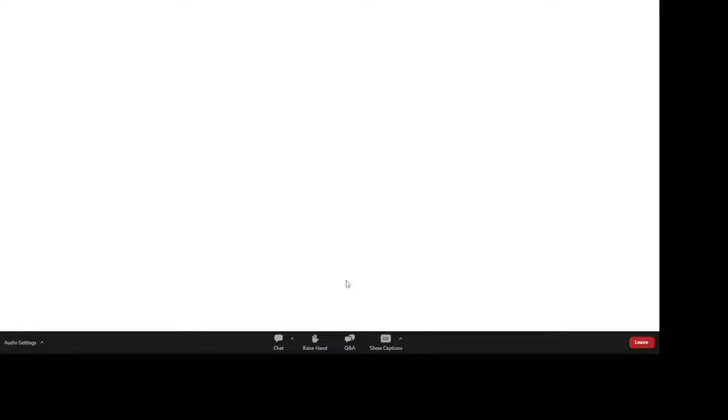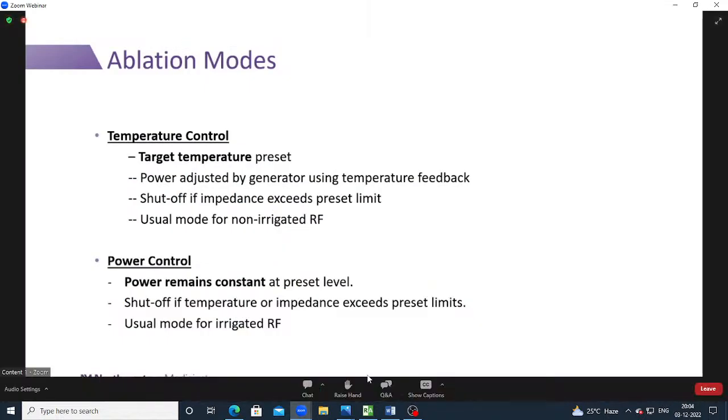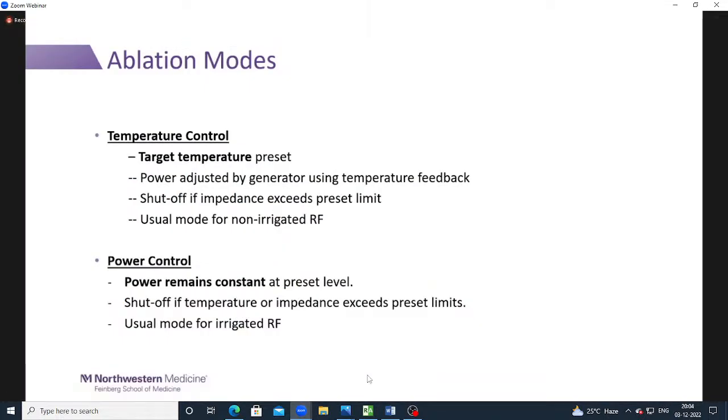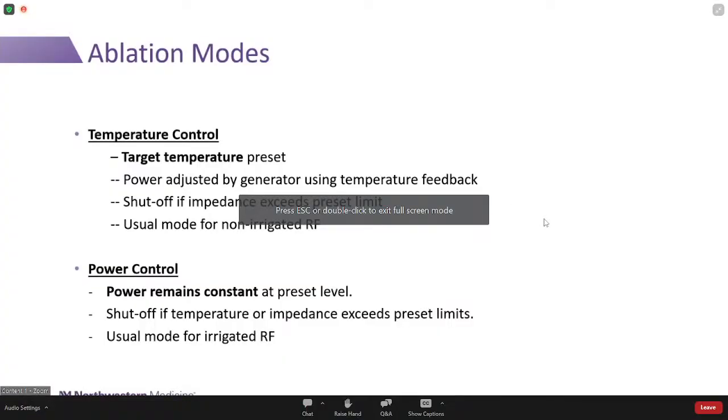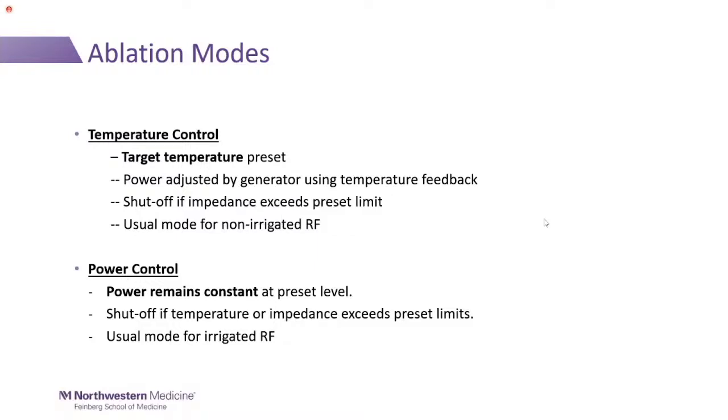Okay, so we're gonna talk about a couple of other things. Temperature control versus power control. Temperature control is the modality we use with non-irrigated catheters because we know that the temperature can rise. We know that the tip temperature is going to correlate with the tissue temperature, so we can set a limit over 50. And the power goes up and down based on the temperature feedback. So if the temperature gets too high, the power will titrate down, et cetera. And it'll shut off if an impedance limit is exceeded. And this is the usual mode for non-irrigated RF.